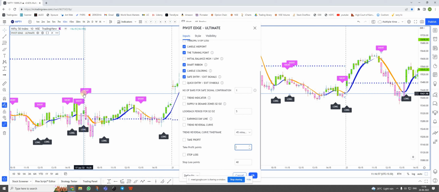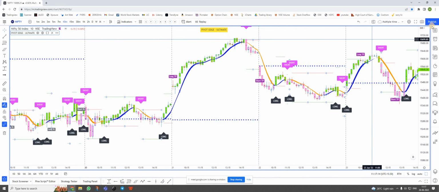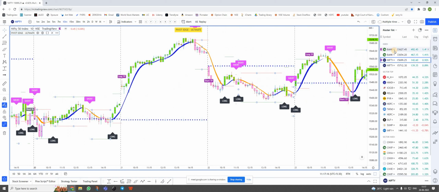For Bank Nifty I will keep 100 points profit, 50 points stop loss, and I will have to keep this on. Okay. Now we will see how it works.